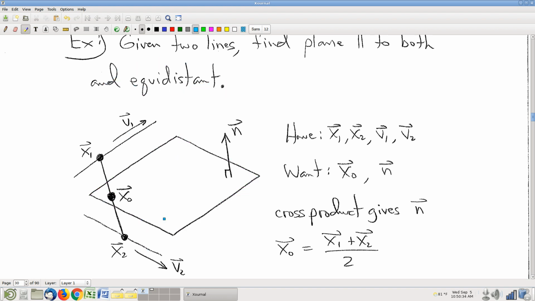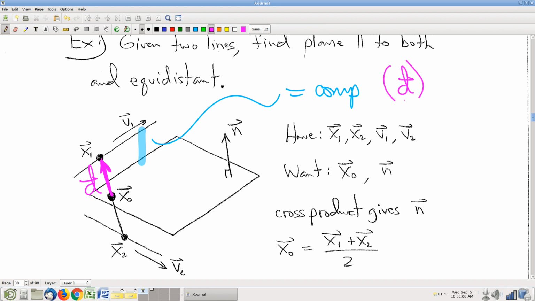Let's compute this distance. The argument is to notice that distance is a component. It's a component of this vector. I want to call that vector, I can't call it V, sorry. Let's call that D. It's the component of that vector D in this direction. All right, let's take a pause on that for a moment. The blue distance is the component of the purple vector in the green direction. Is everybody happy with that?